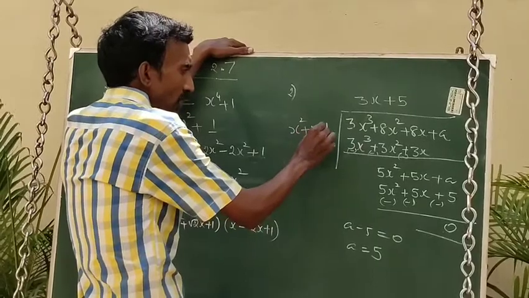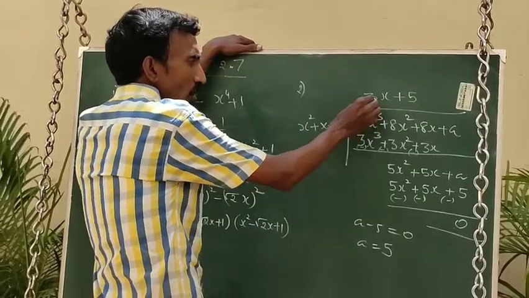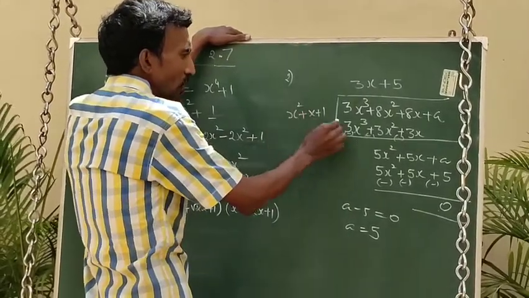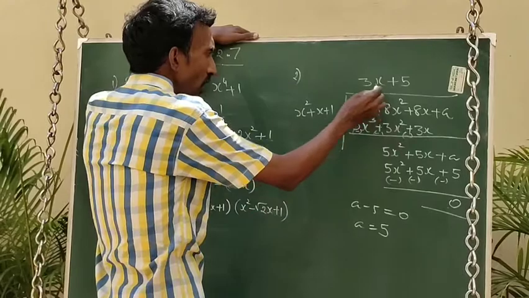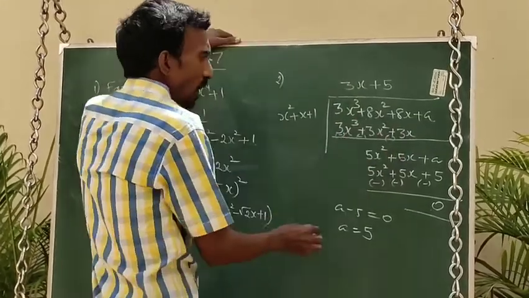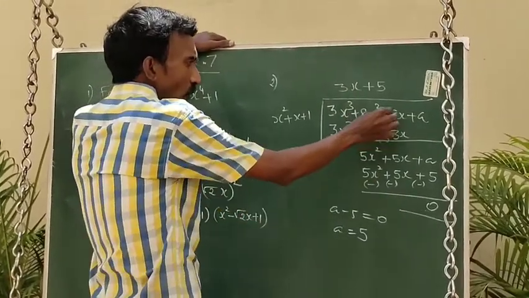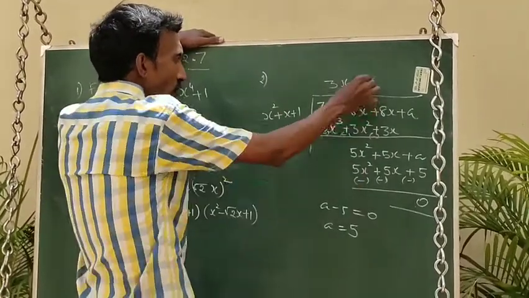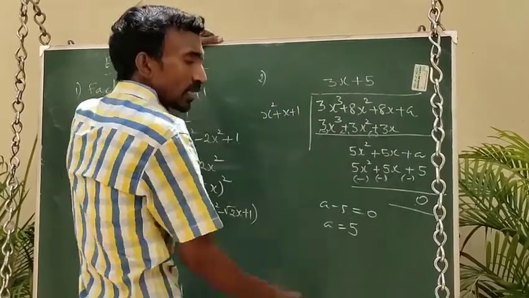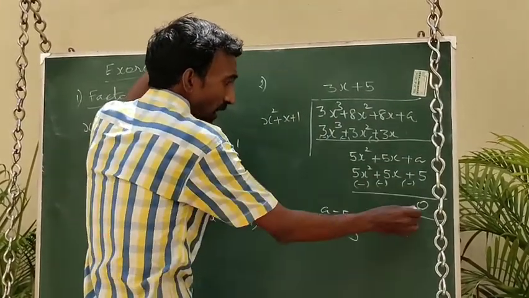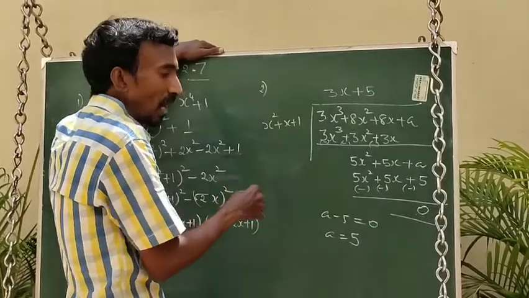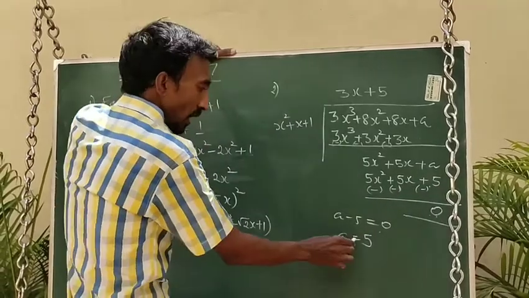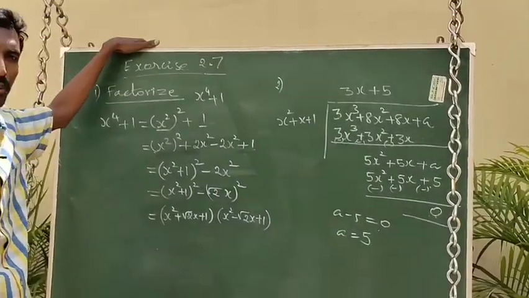Now x square plus x plus 1, we need 3x cube. So in the quotient we have to put 3x. So 3x into x square, 3x cube plus 3x square plus 3x. So change the sign. It is 5x square, 5x plus a. So plus 5: 5x square plus 5x plus 5. So change the sign, a minus 5. It is a factor means it divides the polynomial, so the remainder is always 0. So a minus 5 is 0. a equal to 5 is the required value.